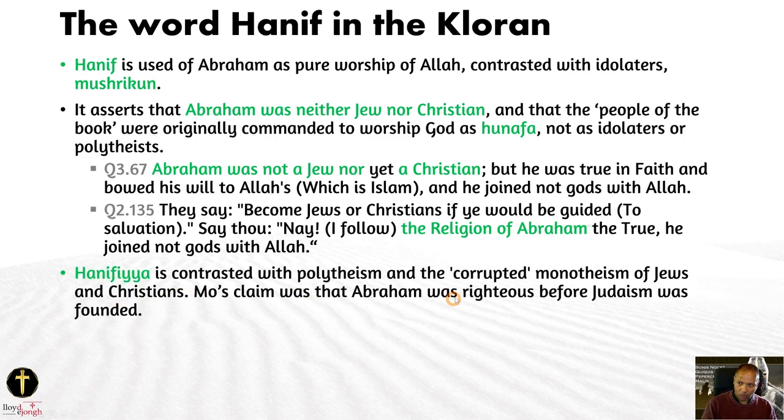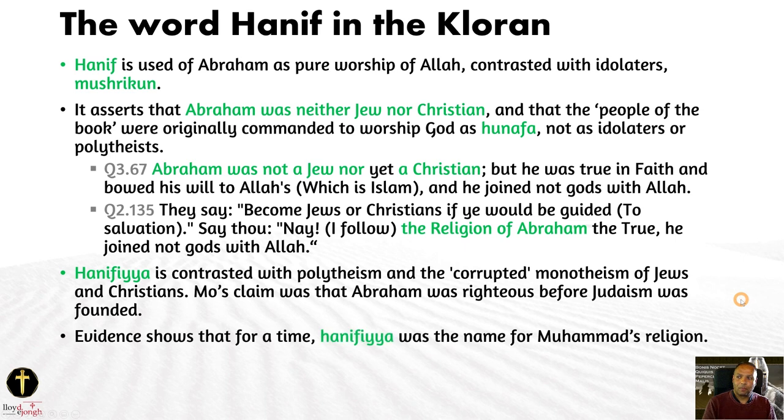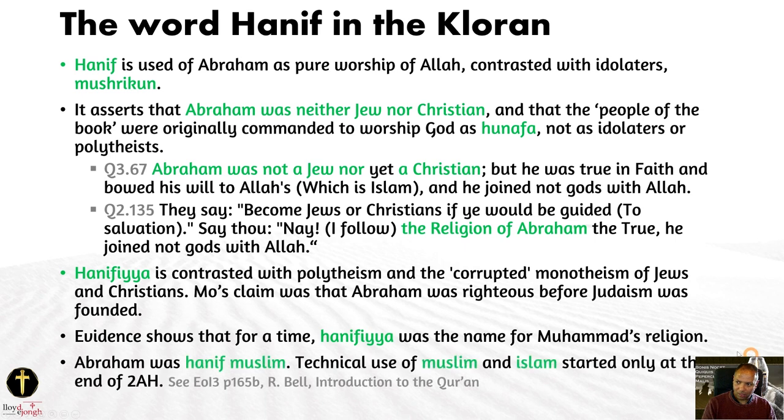Hanafiya is contrasted with polytheism and the corrupted monotheism of Jews and Christians. And Muhammad's claim was that Abraham was righteous before Judaism was founded. Now, if Abraham was righteous, then Abraham was a practicing pagan, practicing Babylonian moon worship, because that's the area of the world that he came from. Evidence shows that for a time, Hanafiya was the name used for Muhammad's religion. Well, Hanafiya, the pagans, again, now we've got direct connection to this paganism. And Abraham was Hanif Muslim.